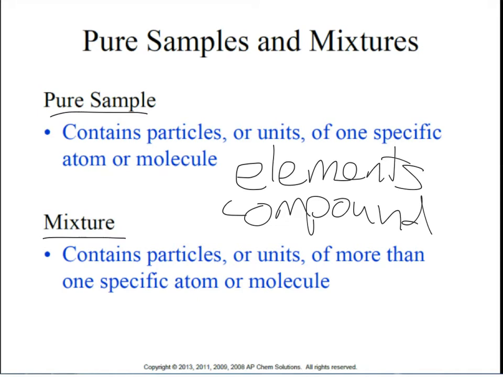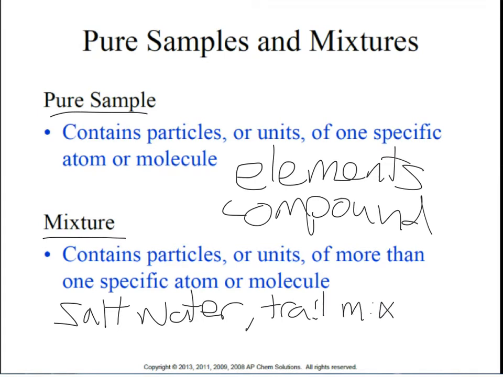Now a mixture contains particle units of more than one specific atom or molecule. So this might be something like salt water, where it's got water and different salts in it. Or another example might be trail mix, where it's got lots of different stuff together, not specific things that are one atom or one specific molecule, but a mixture of many things together.